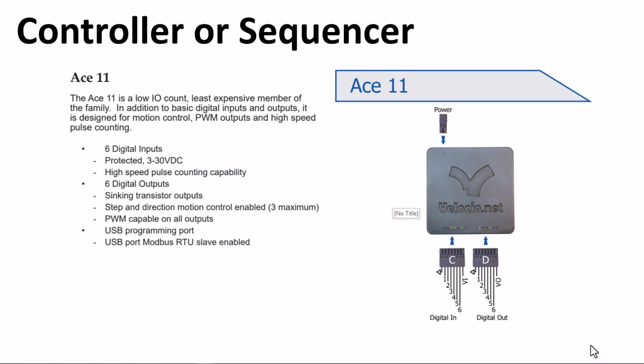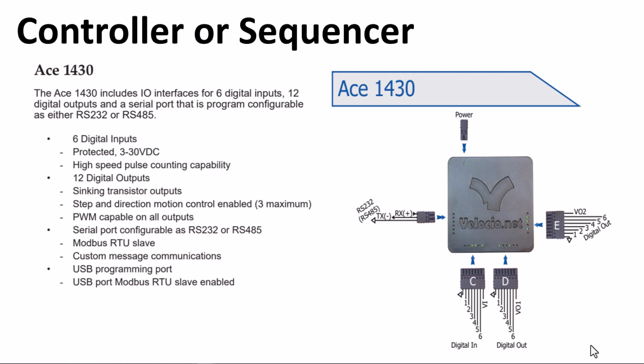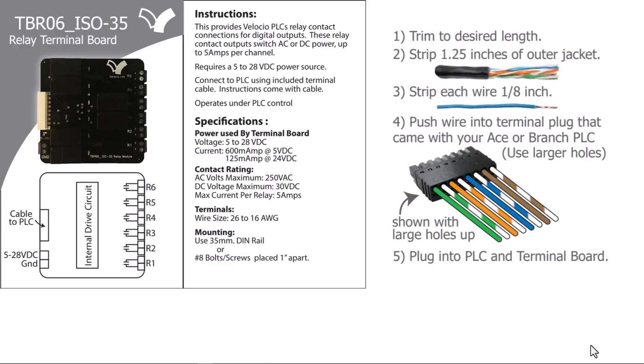But for right now, we're going to use one input for something to start the thing running, and then we're going to use 4 outputs to pick which one of those voltages we want on the track. Okay, so coming off of that Velocio Ace right there, you see the C, the D, and the E, those connectors? Well, here we have a connector that's going to another circuit board called a relay terminal board.